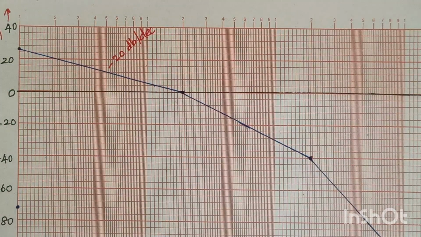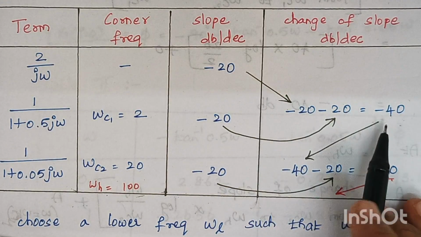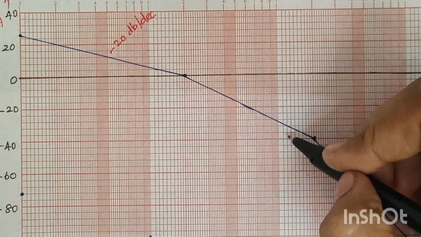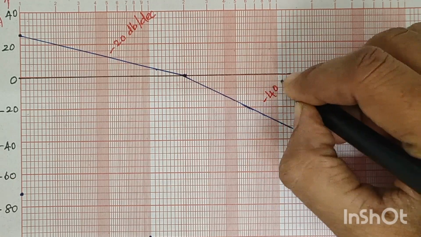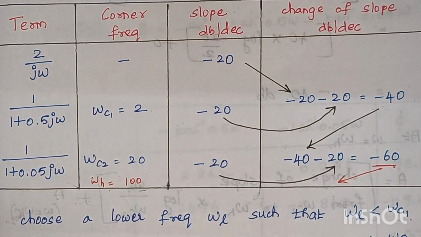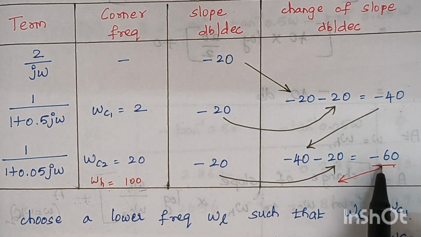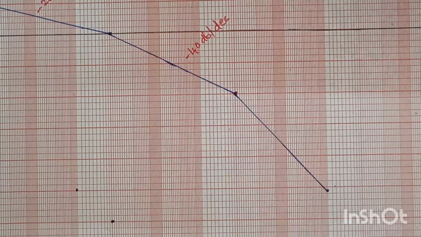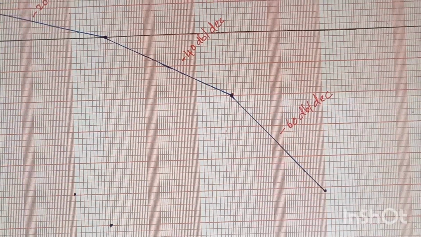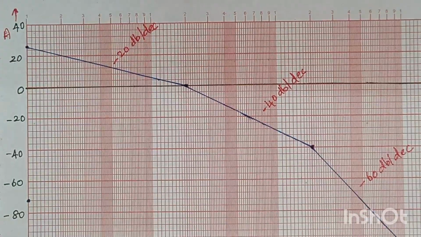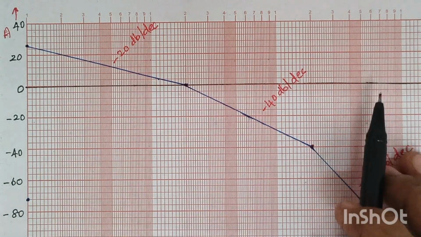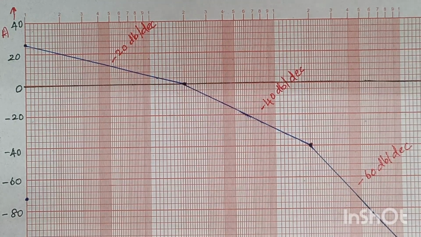Again you have to look back at your table. So what is the change of slope here? It is minus 40, right? So this slope is the minus 40 slope. So it is minus 40 decibel per decade, right? Again what is the final value of change of slope? It is minus 60. So this is our minus 60 slope, right? So after writing these things, it is always mandatory to highlight your 0 dB line, right? It is a must. So then now we are going to move to our phase plot.